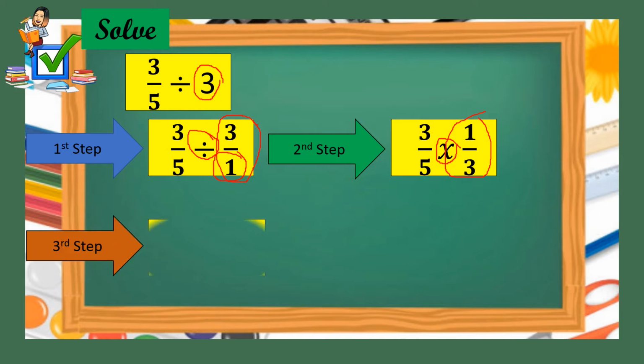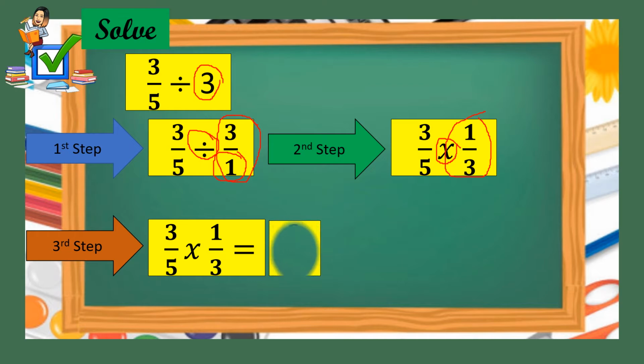Third step: we need to multiply 3/5 times 1/3. So 3 times 1 equals 3 and 5 times 3 equals 15. So 3/15 is a larger number, so we need to lowest term it. How do we lowest term a larger number? Okay, get the GCF, or the greatest common factor. What is the GCF of 3 and 15?